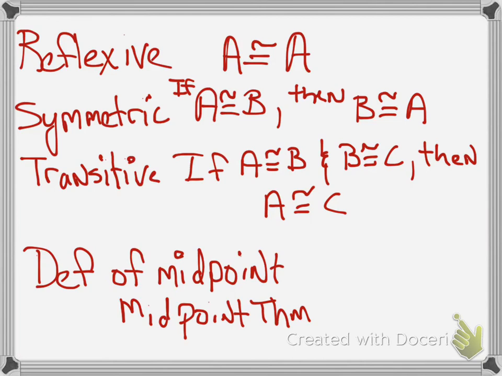You might want to make sure you have some of these properties. Reflexive: A is congruent to A. Symmetric: if A is congruent to B, then B is congruent to A. Transitive: if A is congruent to B, and B is congruent to C, then A is congruent to C. You might also want to know your definition of midpoint theorem, maybe put in substitution property, segment addition property, things like that.